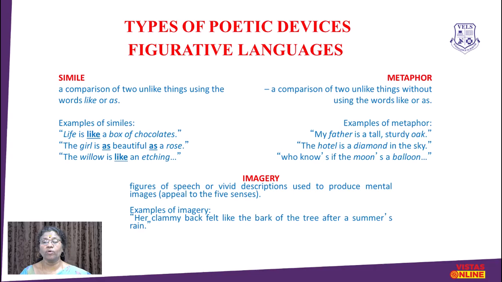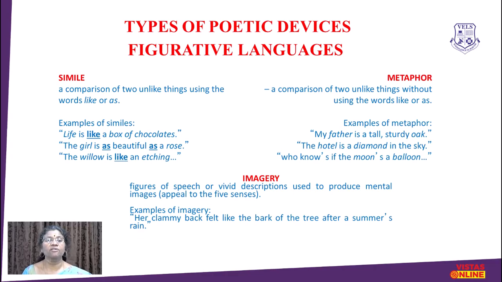Who knows if the moon is a balloon? For example, how do we know? The readers come to know that the father of the narrator is a tall, lean person. How do you understand? Sturdy oak. If you can imagine the oak tree, then you will be able to see it. The hotel is a diamond in the sky. The hotel is very different and diamond is very different. So he compares probably the goodness of both or the preciousness of both. Who knows if the moon is a balloon? Perhaps the shape of it. So there is one common quality to compare these two unlikely things.